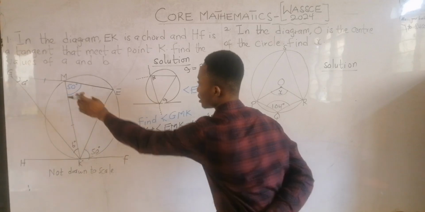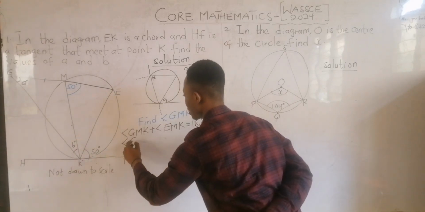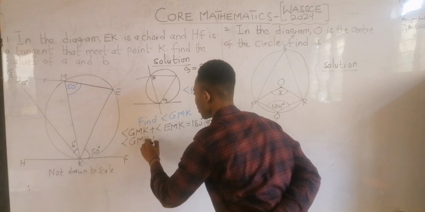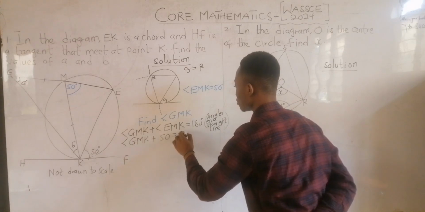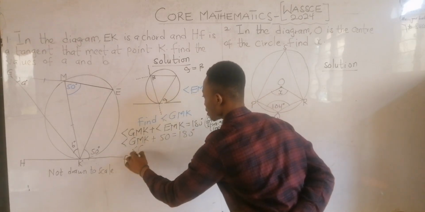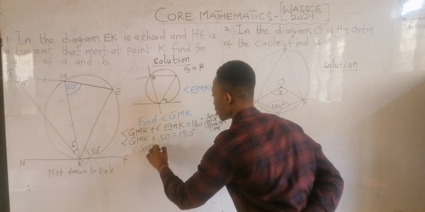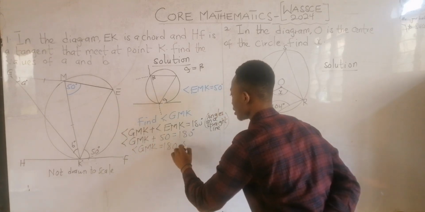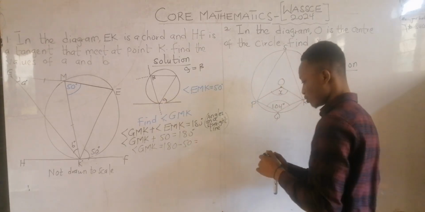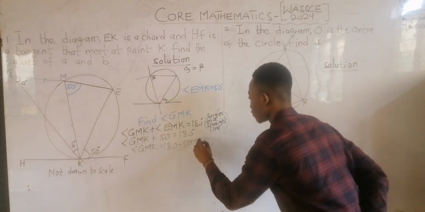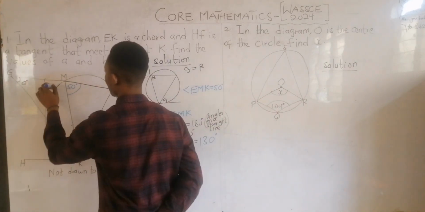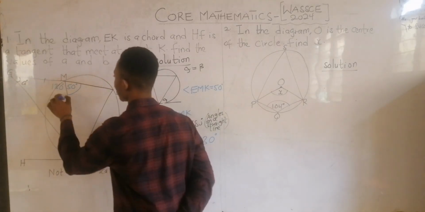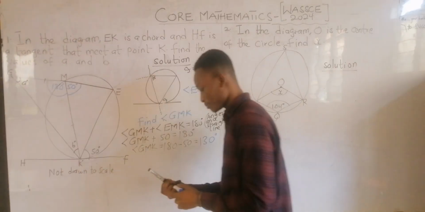So see, angle GMK is unknown. So angle GMK plus EMK, which is given as 50, is equal to 180. So angle GMK is equal to 180 minus 50, which is going to give us an angle of 130 degrees. So angle GMK is 130 degrees.